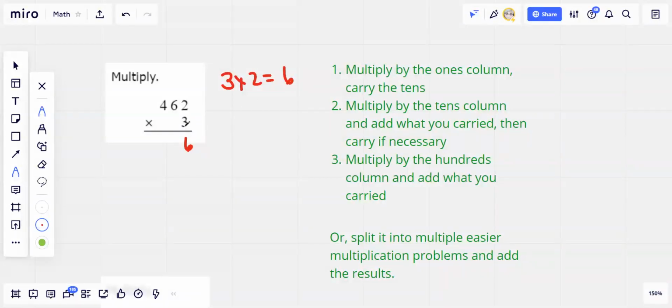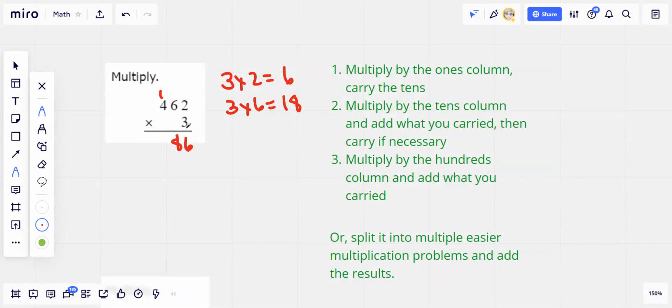So the next part of the problem is 3 times 6, and that equals 18. What's in the ones place of my answer, I put down here. So that's where the 8 goes. The tens digit of my answer, I've got to carry. So this 1 gets carried up to the next column over, which is the hundreds column. So I'll put the 1 above the 4 there.